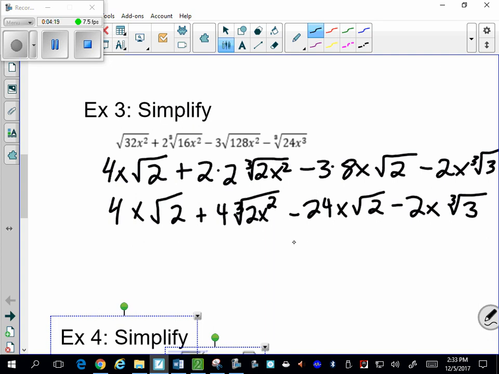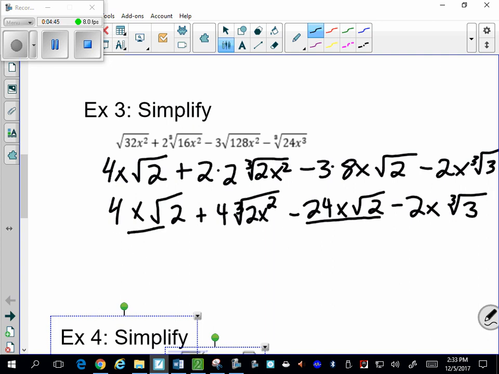Now I'm looking to see if there are any like terms. To be like terms, the variables in front of the radicals have to be exactly the same, and what's underneath the radical and the type of radical all have to be the same. So this is x square root of 2. There's no x here, and it's a cube root, so it's not like terms. X square root of 2, so those are like terms here.